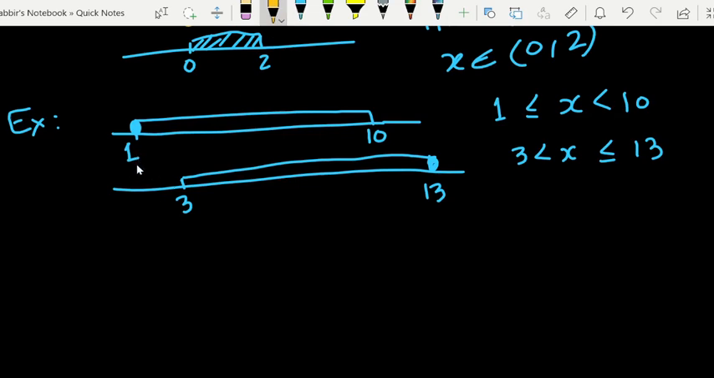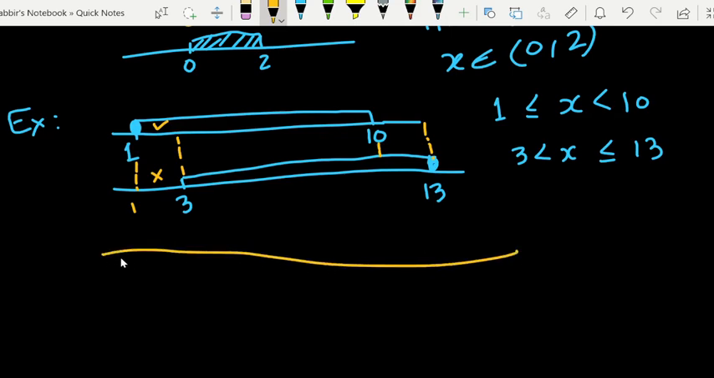Now from 1 I will draw perpendicular like this. 3 I will draw perpendicular. Okay, 10 I will draw perpendicular. 13 I will draw perpendicular. Okay, now you see here there is a solution from 1 to 3, but there is no x satisfying 1 to 3 here. So in the final solution there won't be any solution between 1 and 3.